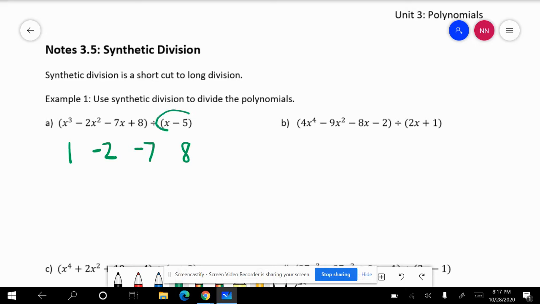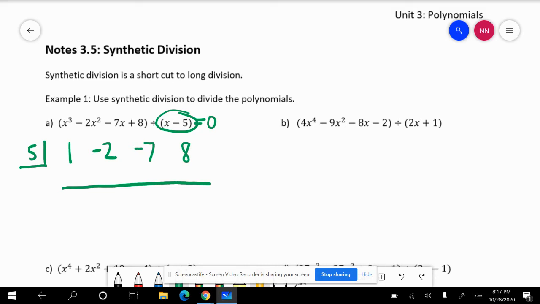Now, what we're going to do is figure out what gives us a 0 right here. So we set it equal to 0, and we see that x is 5. So we're going to divide this by 5. Synthetic division is finding the zeros of a polynomial, where it crosses the x-axis. That's why we're trying to figure out what gives us a 0 for x minus 5.